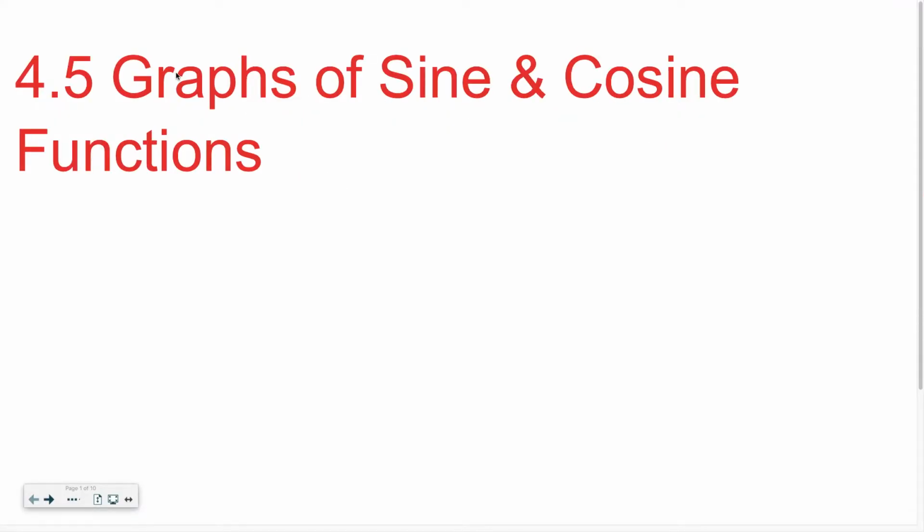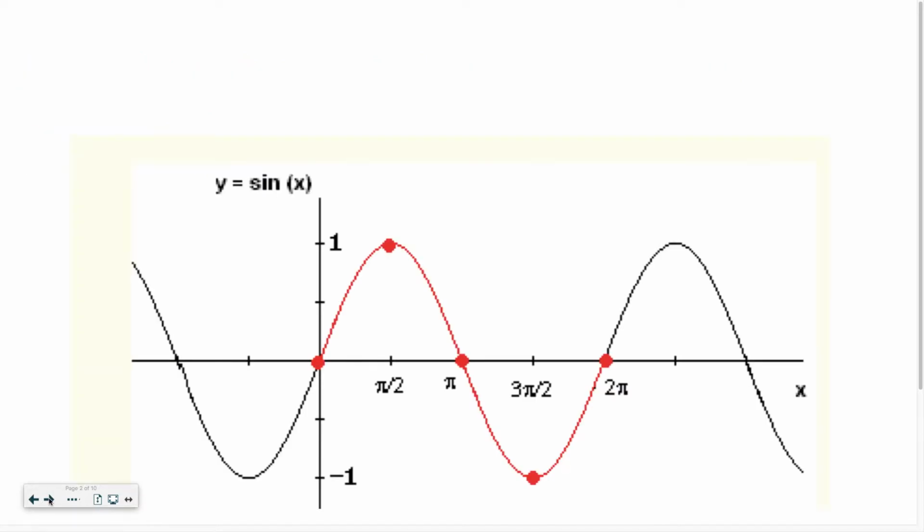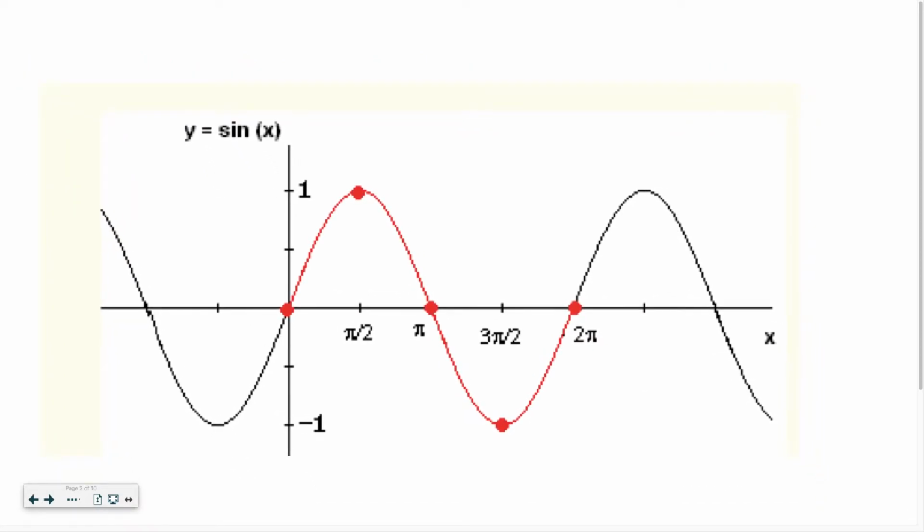Okay, so on Friday, we went through the parent graphs for both sine and cosine, right? We talked about how y equals sine of x gets its shape, right? This S shape is our parent function. It continues on forever in both directions.